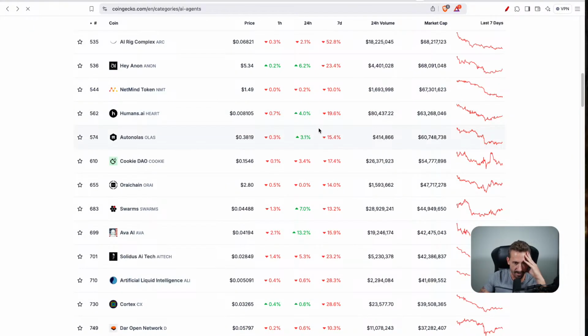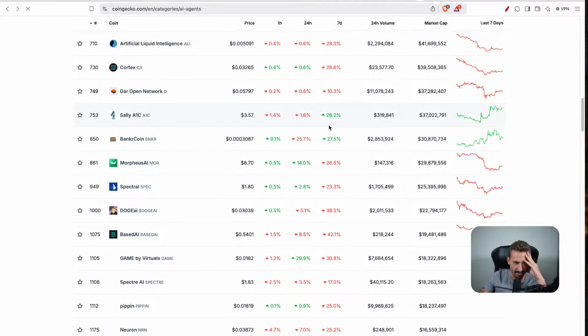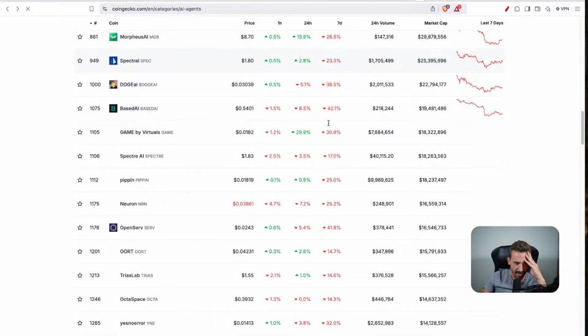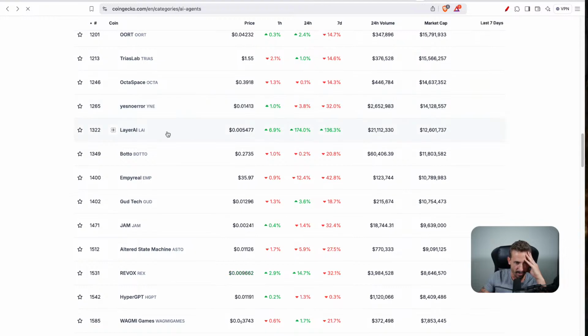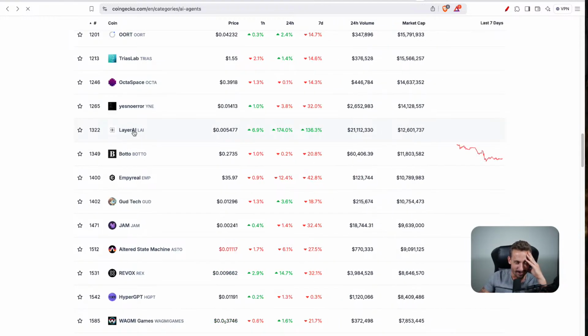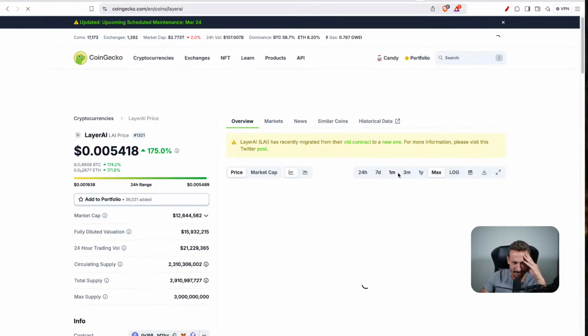Screw this. This was a big bubble. I mentioned this. Careful, guys. This is the last kind of bubble pop. Layer AI. Holy moly. I've actually got some of this crypto. What's going on with this?